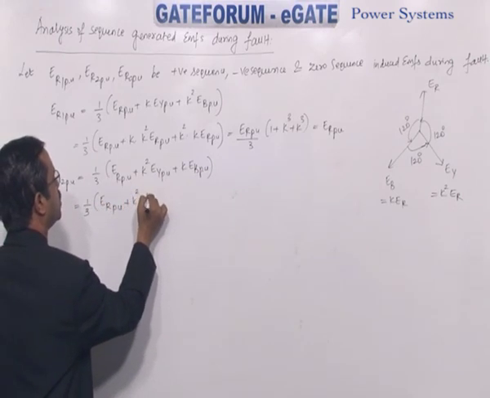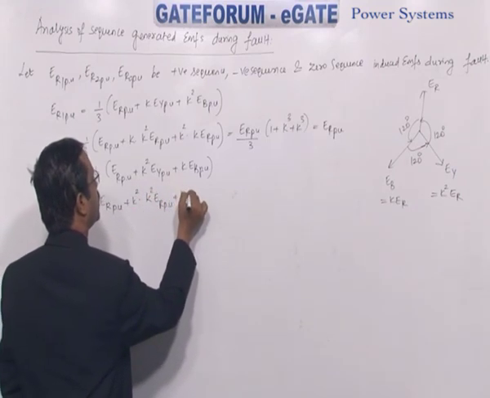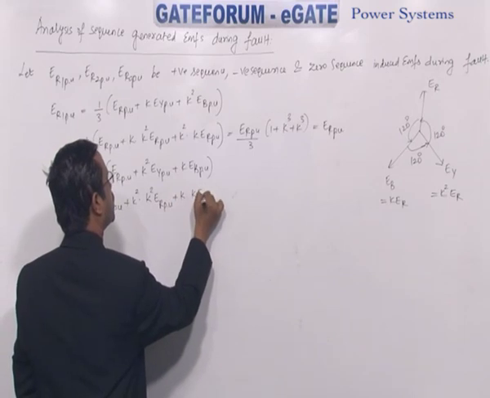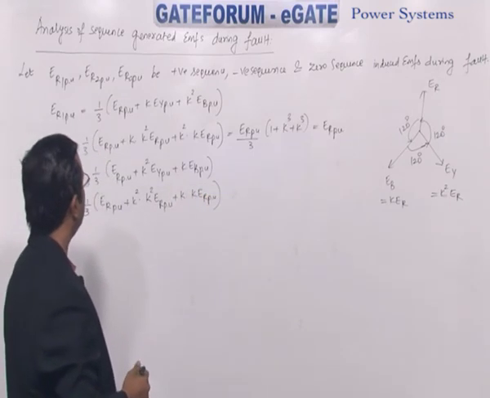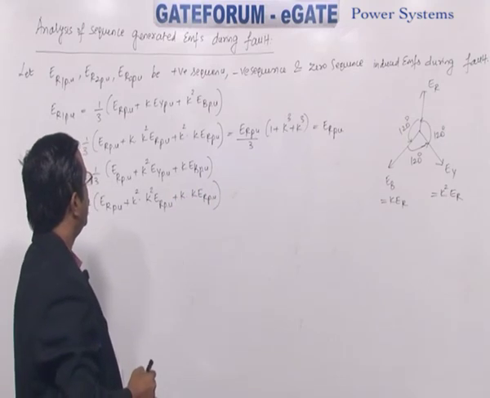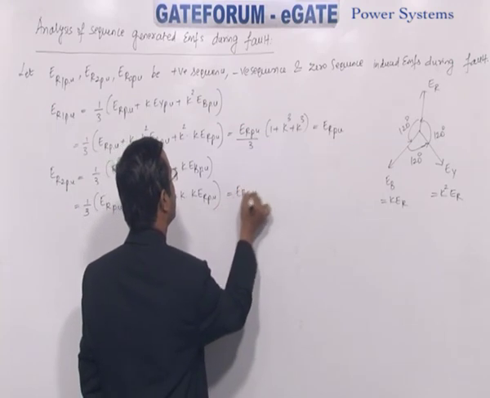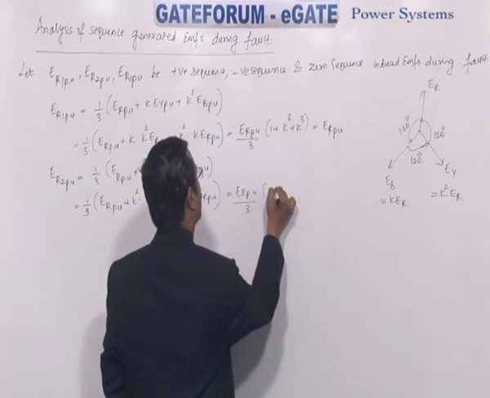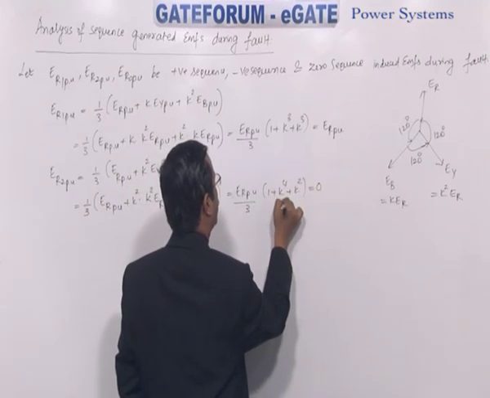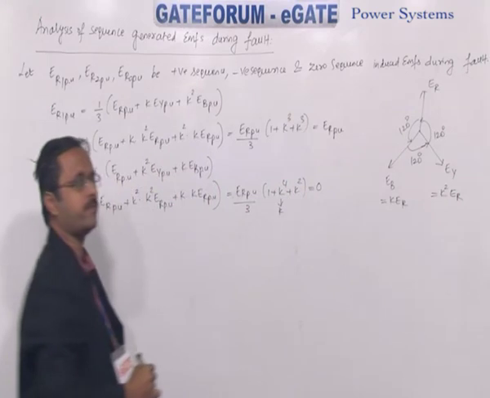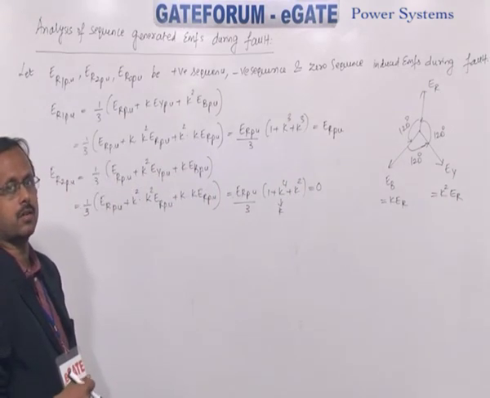EY how much? K square ER. EB how much? K times ER. So you take out ER per unit outside: 1 plus K power 4 plus K square. K power 4 is same as K. So 1 plus K square plus K, how much? 0.